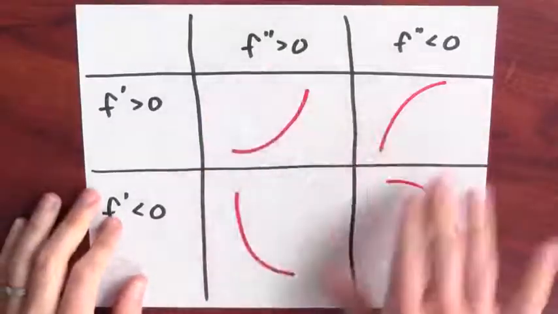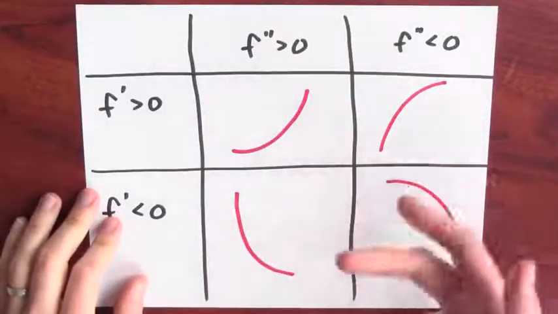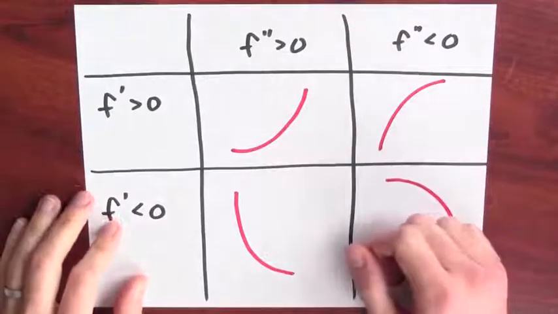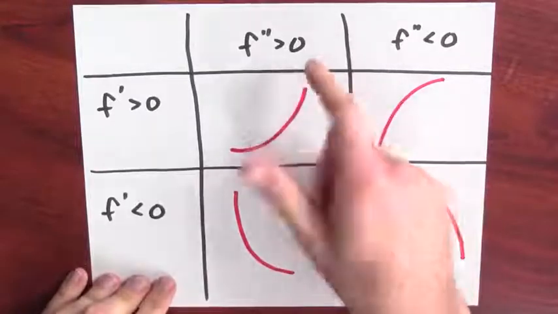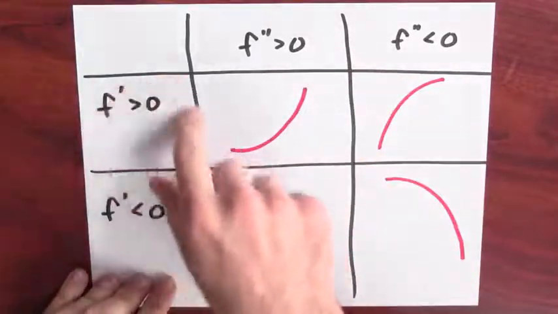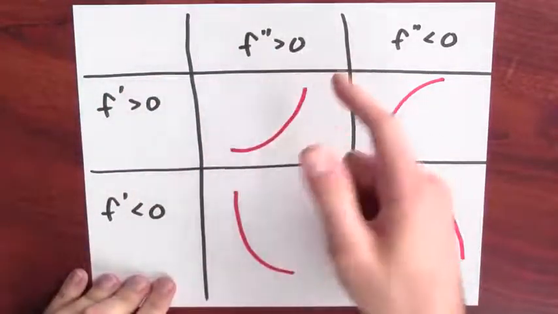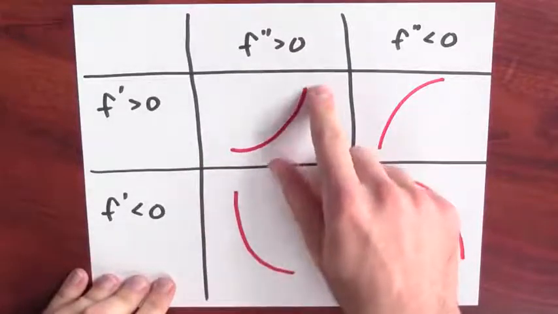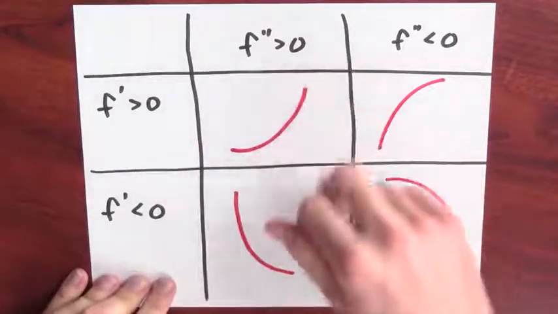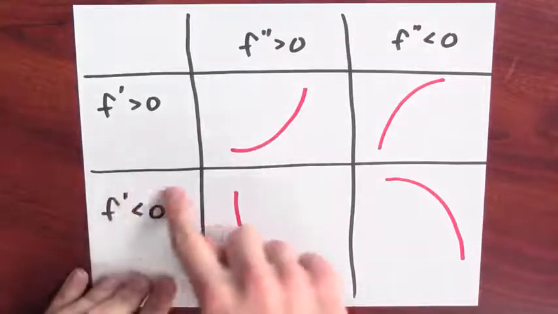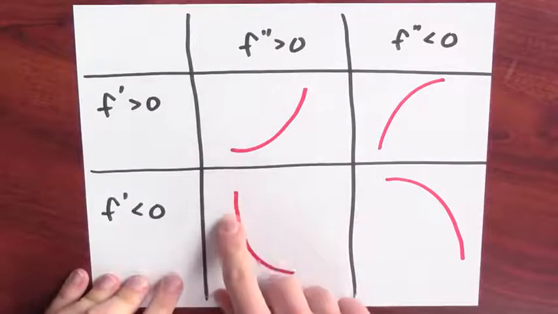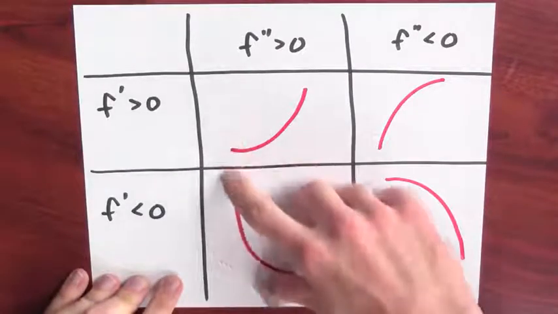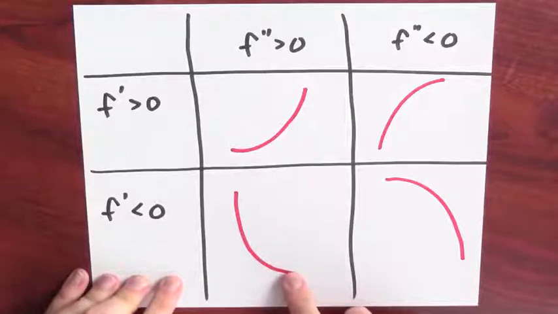Let's summarize the situation. There's really 4 basic pieces that you're just gluing together when you're doing a lot of these curve sketching problems. It depends on the sign of the first derivative and the sign of the second derivative. If the derivative is positive and the second derivative is positive, then the function is increasing and the slopes of the tangent lines are increasing. If the function's derivative is negative but the second derivative is positive, that means although the function's decreasing, the slopes of those tangent lines are increasing.